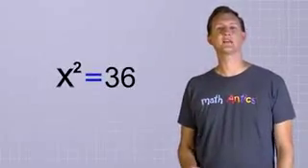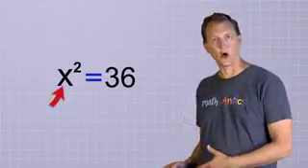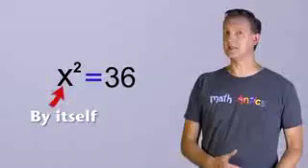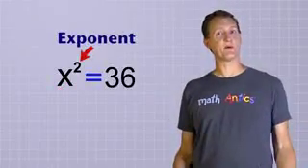All right, so that's how you solve very simple one-step equations with roots. What about simple equations that have exponents instead of roots? Like this one, x squared equals 36. Again, we need to get the x all by itself, which means we need to deal with the exponent on this side of the equation. How do we undo an exponent?